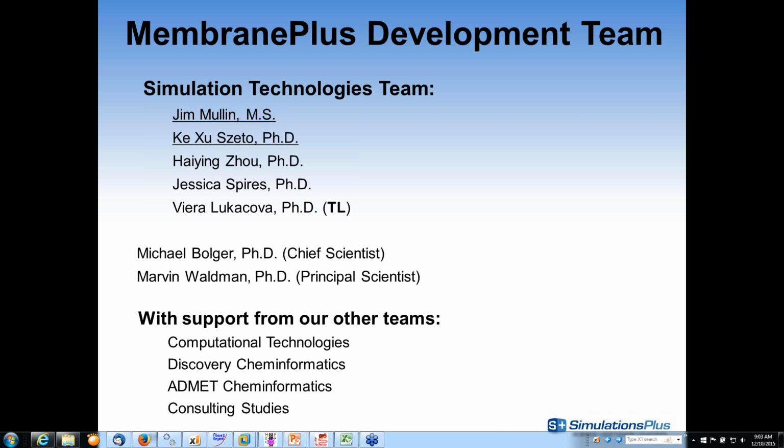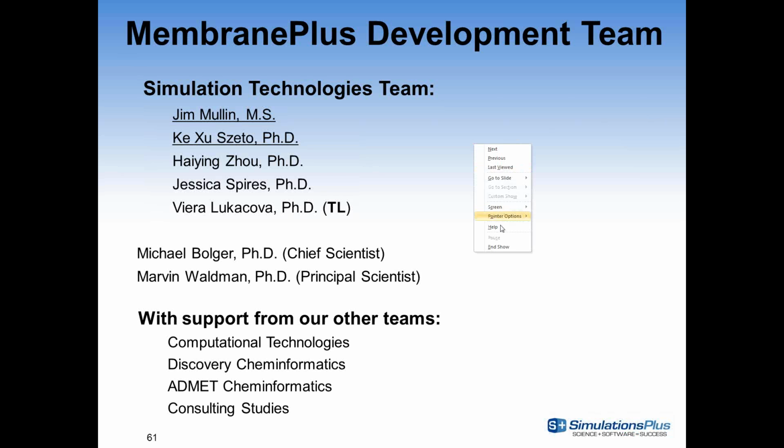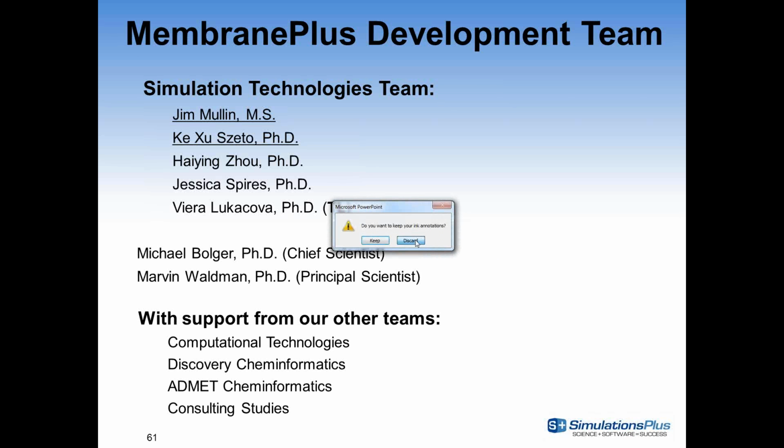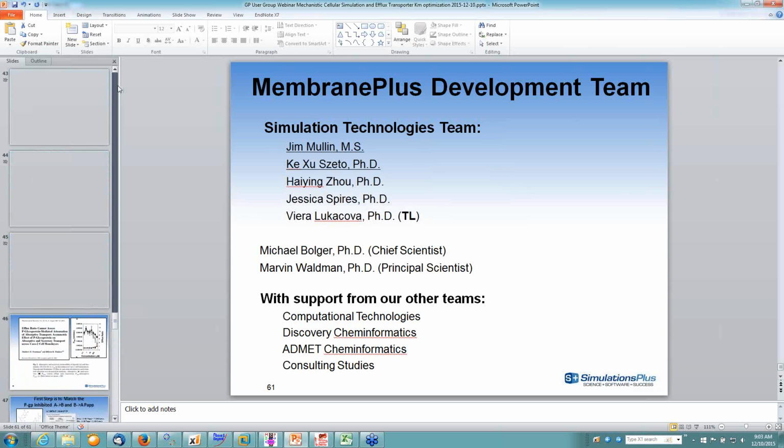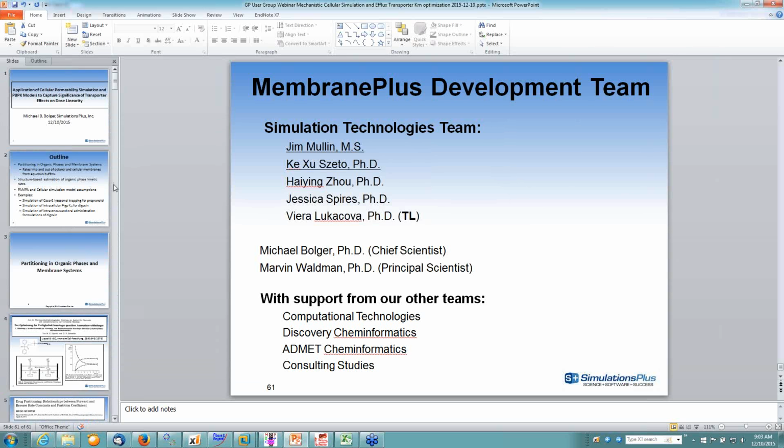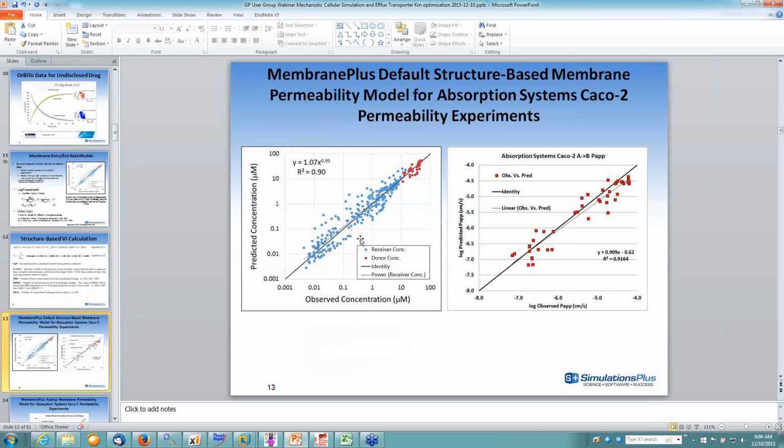Thank you. The next question: are the data on slide 13 for compounds used to derive the regression model, or for compounds outside the training set? So we go back to slide 13, and the question would be, are the data on this slide for the compounds used to derive the regression model, or compounds outside the training set?